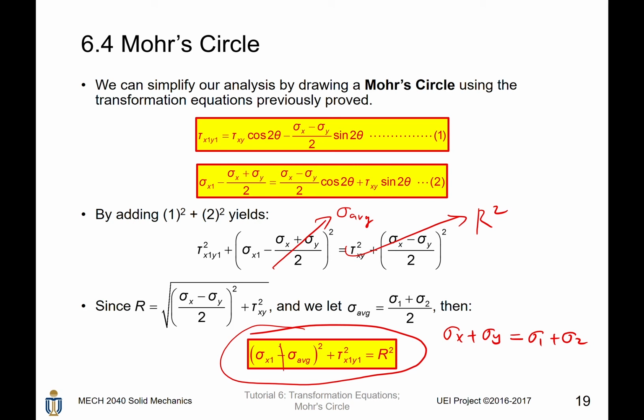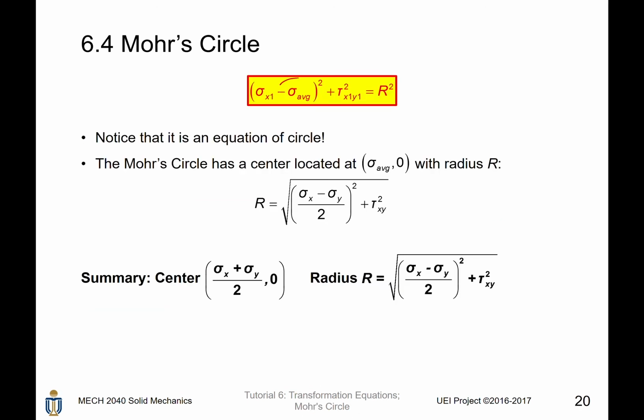Notice that it is a constant, okay? R squared is also a constant. Notice that here sigma average is a constant, r is also a constant. The variables inside the circle are sigma x1 and tau x1y1. Then you can observe that it is an equation of a circle. The Mohr circle has a center located at sigma average, 0, with the radius r.